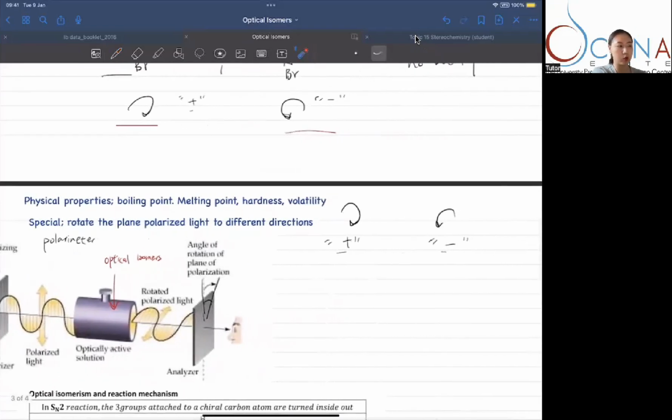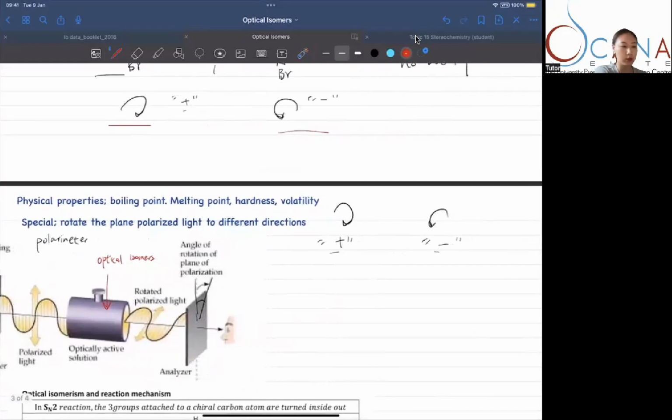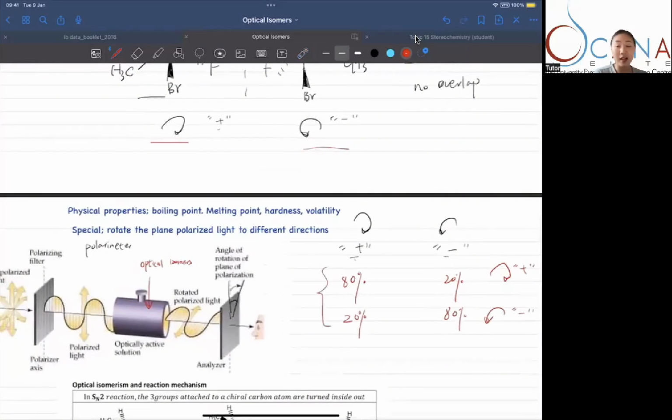But sometimes the isomers will mix together in different ratios. For example, if I have 80% of the plus isomer and 20% of the minus, I'll end up having a net rotation that is positive, clockwise, because I have more of the positive one. Oppositely, if I have less of the positive one but more of the negative one, I will end up with a negative, or anti-clockwise, rotation. For these types of isomers, as long as they rotate plane polarized light, we call them optically active.